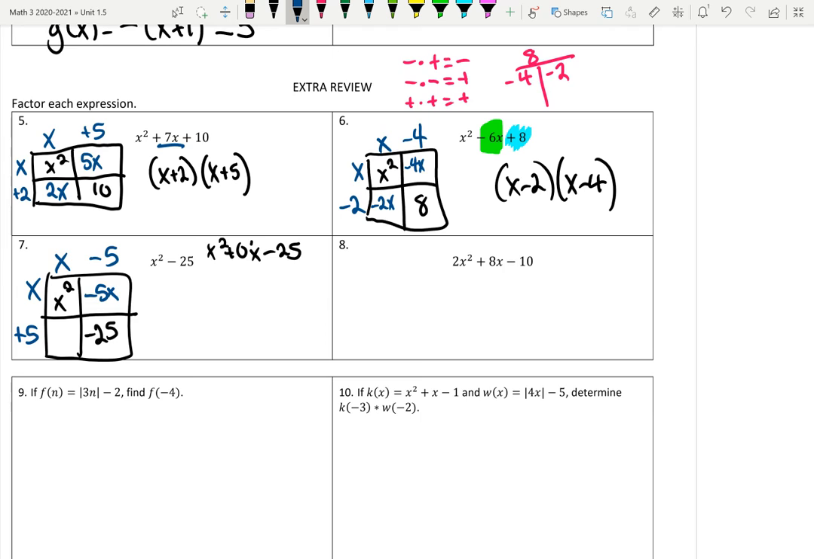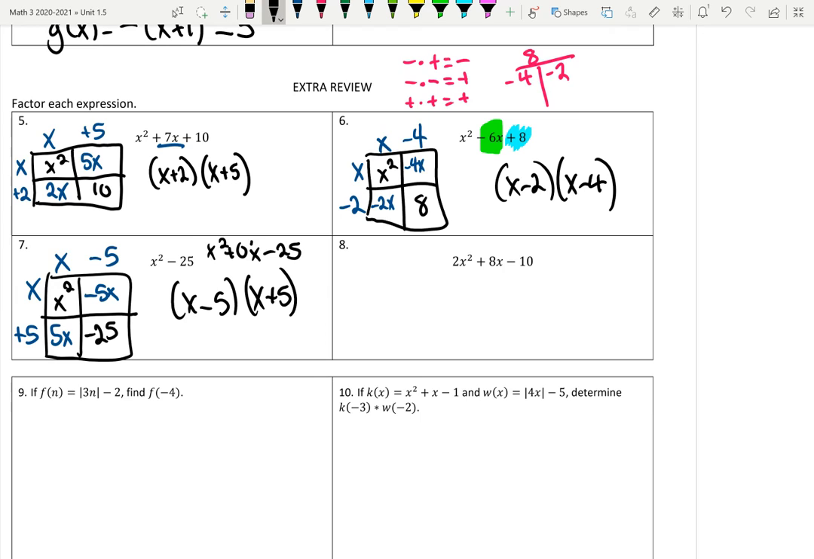So I'm going to get negative 5x. I'm going to get 5x. And notice how they are inverses. The negative 5x and the 5x will cancel out, producing my 0x term, leading me to see x minus 5 times x plus 5.